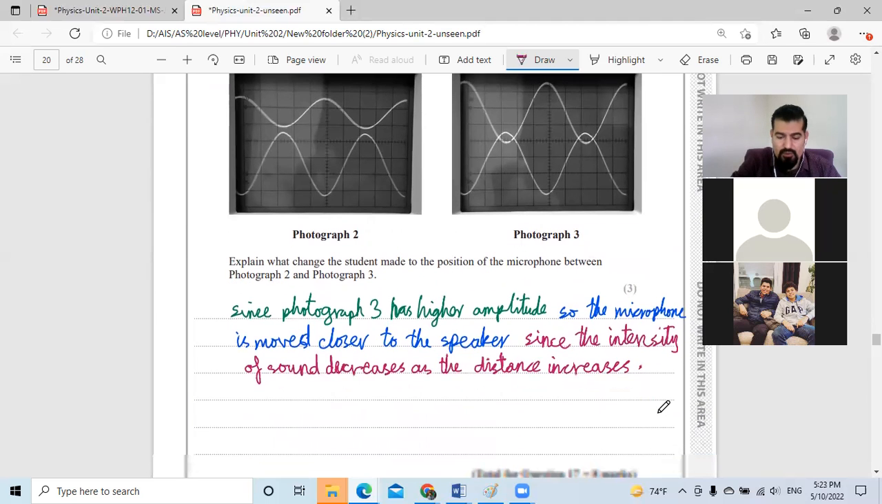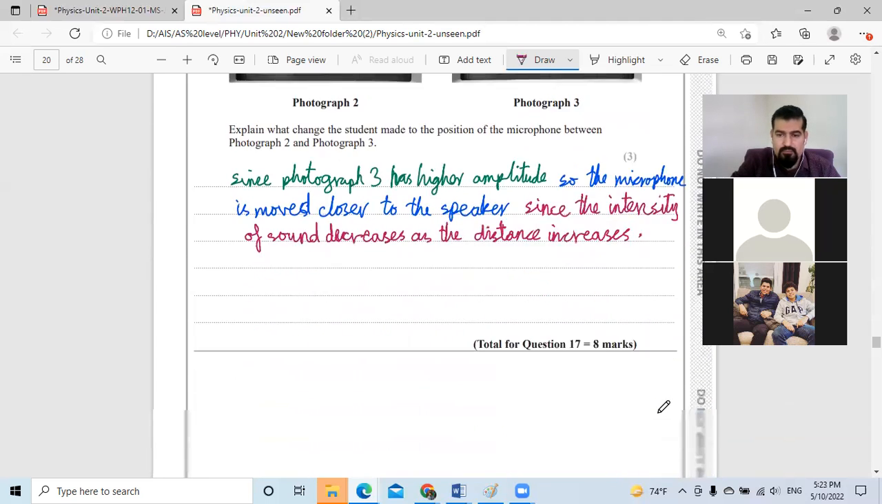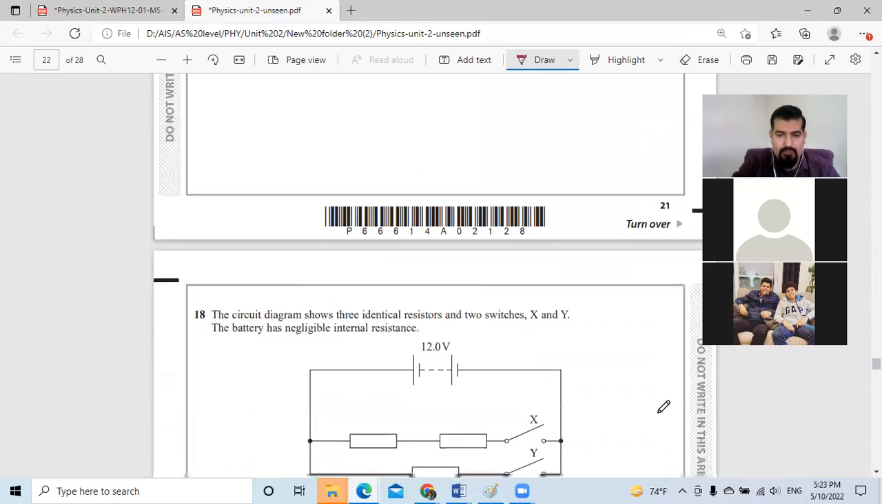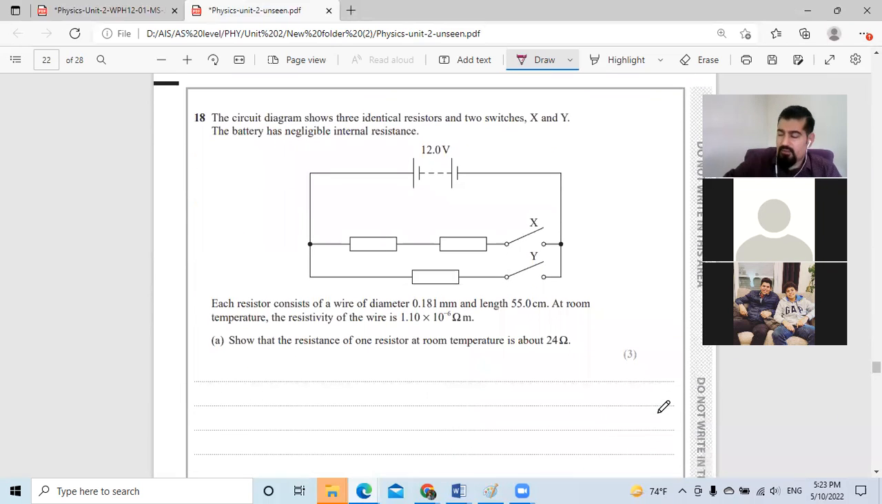Good. Okay, let's move on to question 18. Question 18 is about parallel and series. What do we have? The circuit diagram shows 3 identical resistors and 2 switches X and Y. The battery has negligible internal resistance.